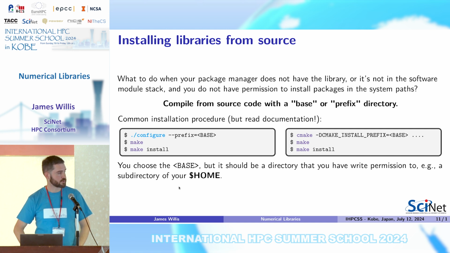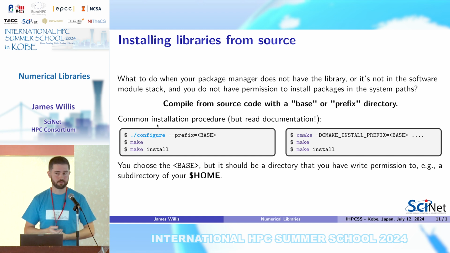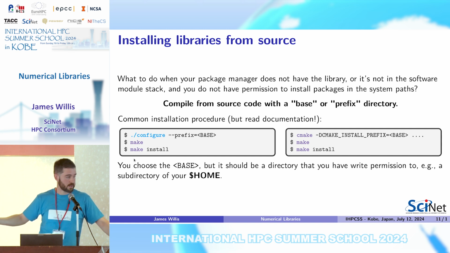So the common installation procedure, if you're downloading a package from GitHub or GitLab, for example, they'll use either autotools or CMake. The first step is you want to specify the prefix. This is the location where you want to install the library. And once you've done that, you just run make, so you compile the code, and make install. All make install does is copy the object files and the header files of the library to this prefix base directory that you've specified in the first step.